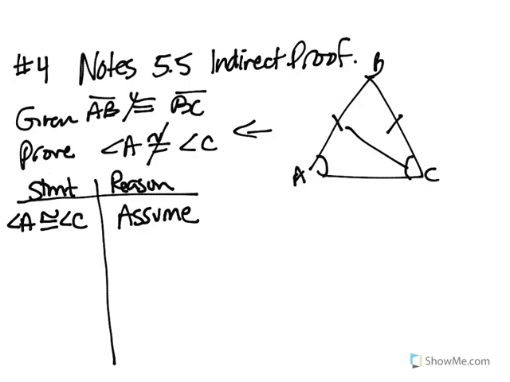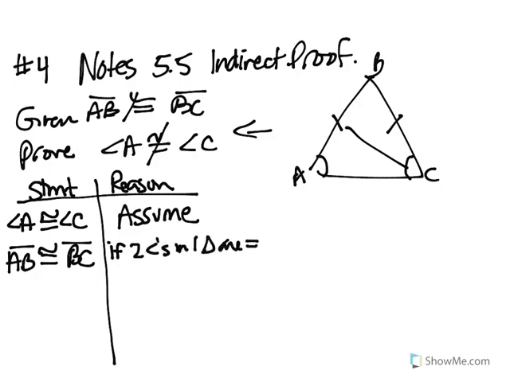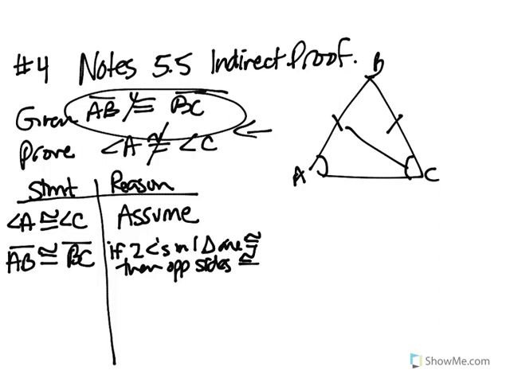And so if angle A is congruent to angle C, then we know that this side would be congruent to this side. AB would be congruent to BC. And why is that? If two angles in one triangle are congruent, then opposite sides are congruent. Okay, and if that's the case, then that's a contradiction. AB is congruent to BC contradicts our given right here. And so our proof statement is true.